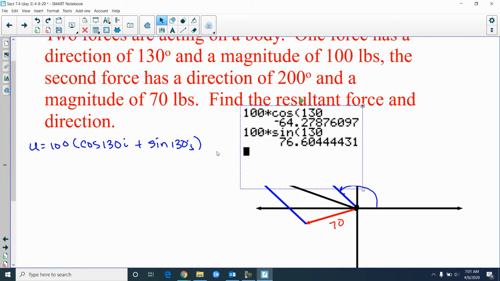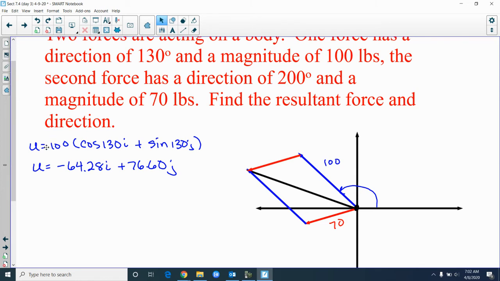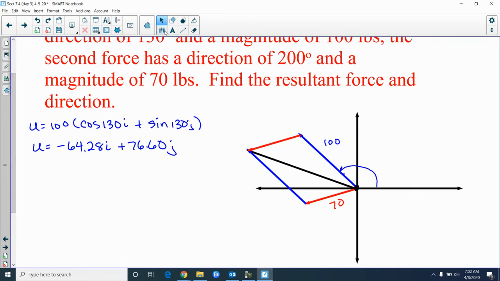I'm just going to move this here so that I have it while I write this down. All right, so now U is negative 64.28 I, and then that's a positive value, so plus 76.60 J. So there's your U vector. We've converted it to IJ form. All right, do the same thing for the V vector.